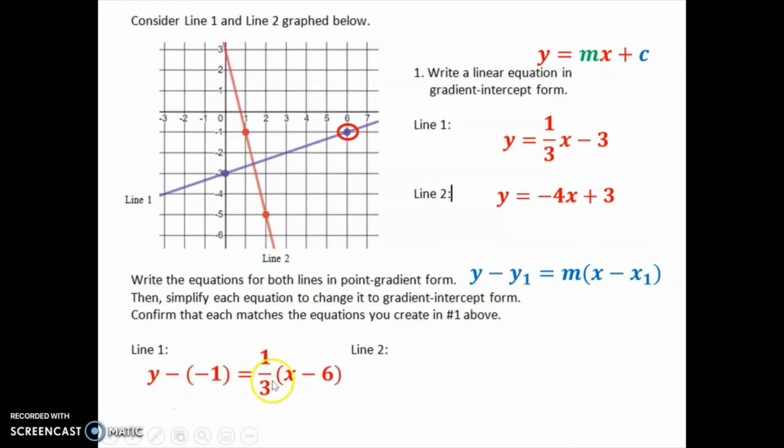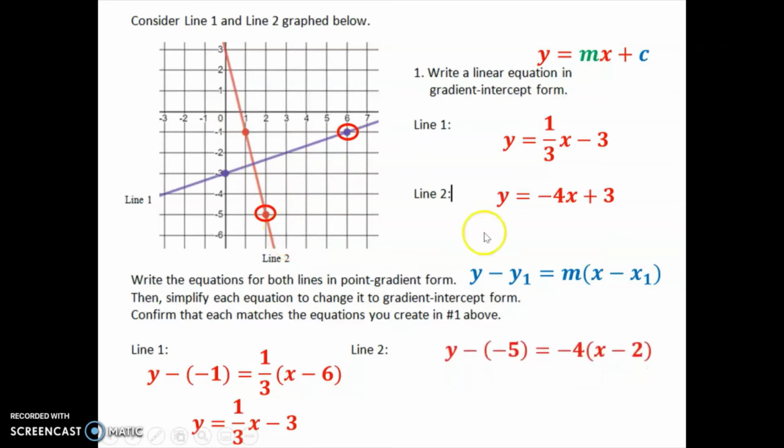Okay, so here I put in the slope of 1/3 right here. And then into y1, x1, I put in that coordinate we chose here, which is 6, -1. If you simplify this, you should arrive back at this. Let's check. -1 and two negatives here make a positive. Here, if you multiply through, you get 1/3 x and -2. And then you're going to subtract 1 because you have a positive 1 here, and you get this. You arrive at the same equation, which is great. Try the same thing for line 2, the red line, and use this point here.